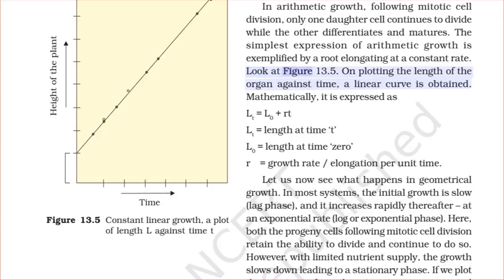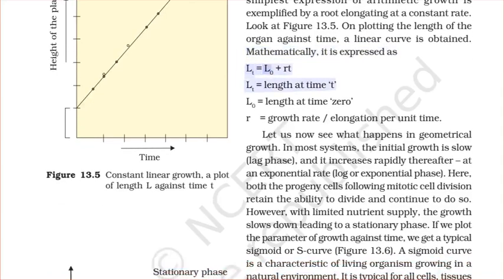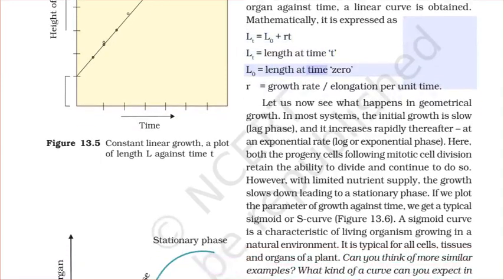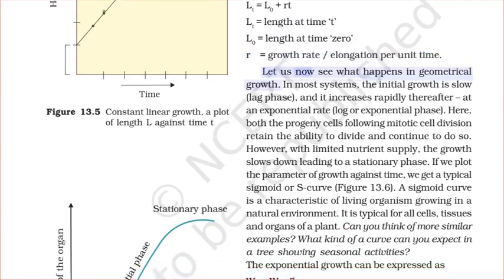Look at the figure. On plotting the length of the organ against time, a linear curve is obtained. Mathematically, it is expressed as Lt = L0 + rt. Lt equal to length at time t, L0 equal to length at time 0, r equal to growth rate, elongation per unit time. Let us now see what happens in geometrical growth.